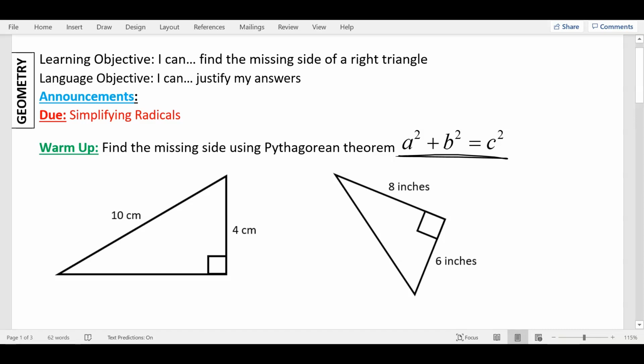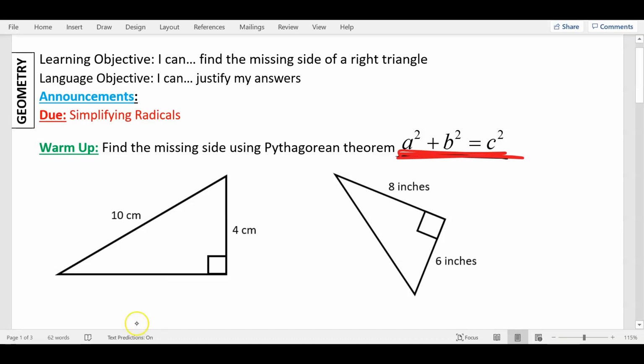Our objective is to find the missing side of a right triangle again. We're using the Pythagorean theorem, okay? And like I said yesterday, it's very important. You got to be able to label A, B, and C. Now, what do we call A and B? What's the name of those sides? Do y'all remember? Legs, okay? So again, A and B are next to 90. They're called legs. And then across from 90 is C.